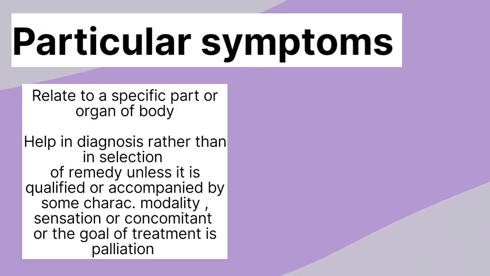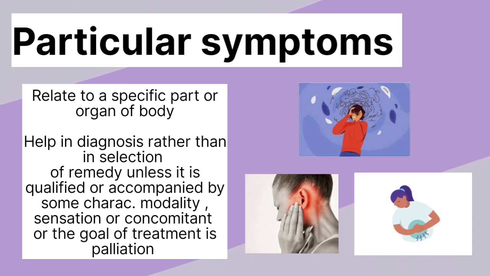While the particular symptoms are the type of symptoms which are related to a particular part or organ of the body. So examples of the particular symptom can be headache, coryza, abdominal pain, ear pain, etc. These types of symptoms usually help in diagnosis rather than in selection of the remedy unless they are qualified or accompanied with some characteristic modality, sensation or concomitant, or the goal of the treatment is palliation.